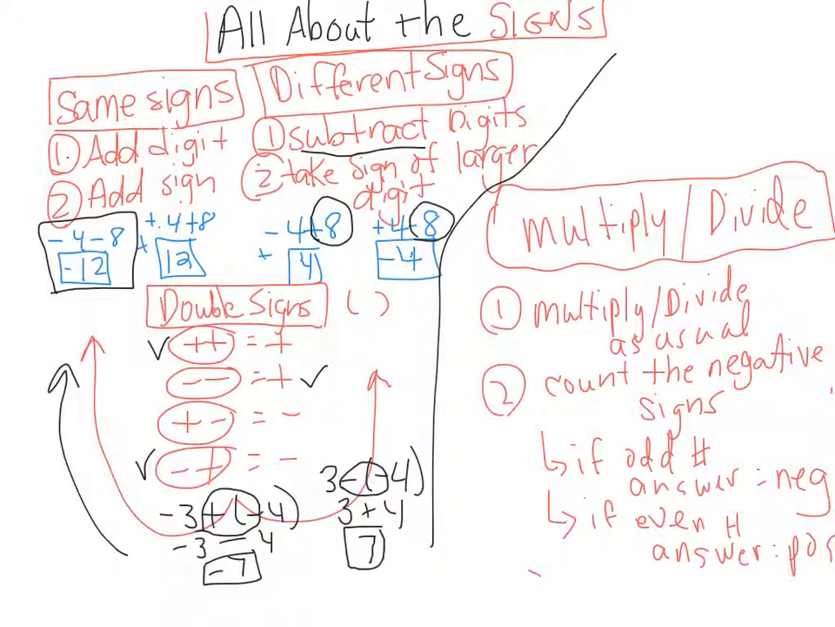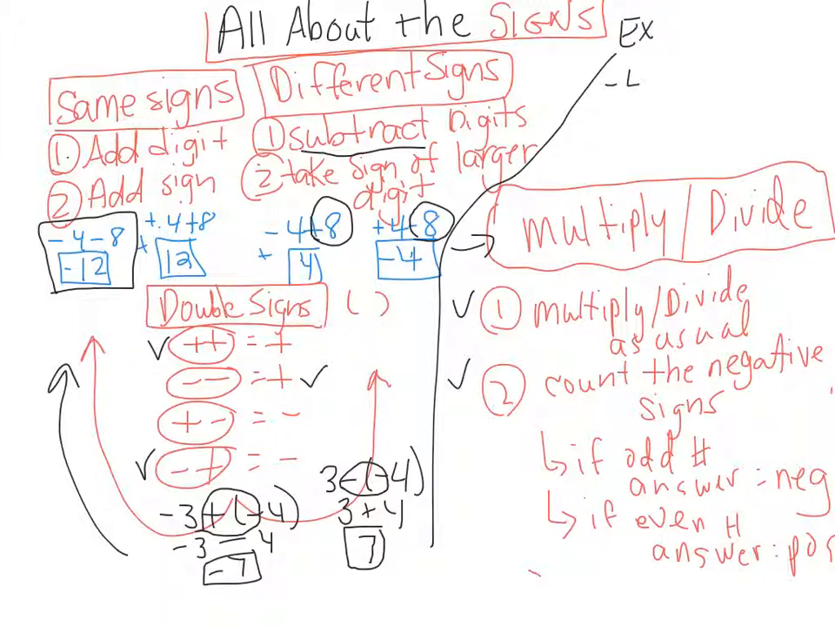And multiply and divide is over here. And this one here is generally easier than adding and subtracting numbers. And multiplying and dividing is you just multiply and divide as usual. And then you're going to count the number of negative signs. If the number is odd, like 1 or 3 negative signs, the answer is negative. If the number of negatives is even, the answer is positive. Examples, I'm going to put them up on top.